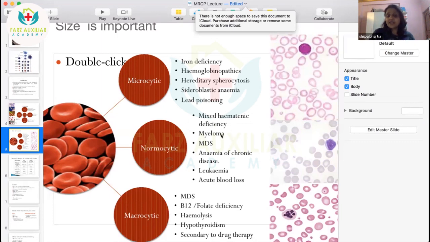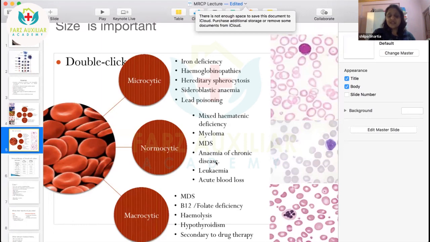The other very common cause of normocytic normochromic anemia with normal hematinics, they will often try to see whether the patient has got an underlying myeloma. So look at the clues very carefully. A normocytic normochromic anemia with high ESR, maybe mild renal impairment, they are usually trying to hint you towards myeloma. MDS, yes, the majority are macrocytic, but they may be normocytic as well. Anemia of chronic disease is usually normocytic. This is another very common question.